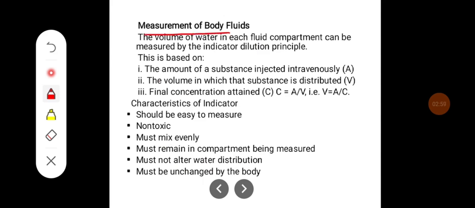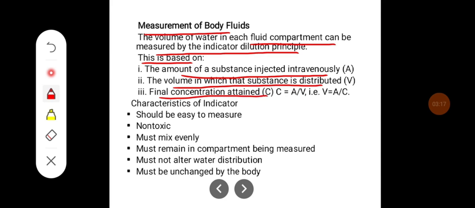Measurement of body fluids. The volume of water in each fluid compartment can be measured by the indicator dilution principle. It is based on the amount of substance injected intravenously, that is A, the volume in which that substance is distributed, that is V, and the final concentration of it, that is C. So concentration can be given as the amount of substance injected divided by the volume in which it is distributed. So volume can be calculated using this formula: it is the amount of substance injected divided by the concentration of that particular substance.